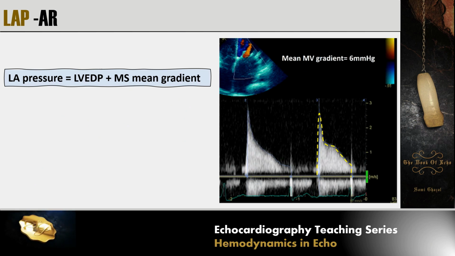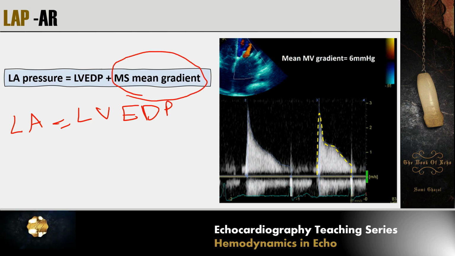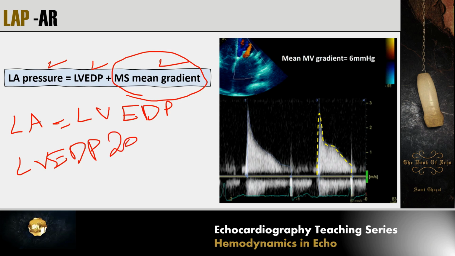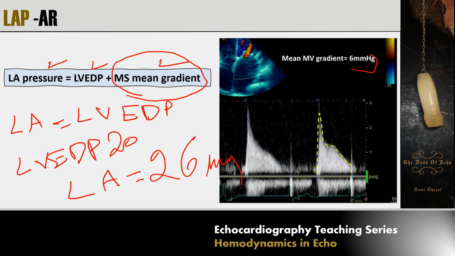As we mentioned, the LA pressure will equal the LV EDP. In case of mitral stenosis, we need just to add the mitral stenosis mean gradient to get the LA pressure. So the equation will be: LA pressure equals LVEDP plus this mitral stenosis mean gradient. If we go back to the example before, the LVEDP is 20, and here the mean gradient is 6, so the LA pressure will be 26 millimeter of mercury.